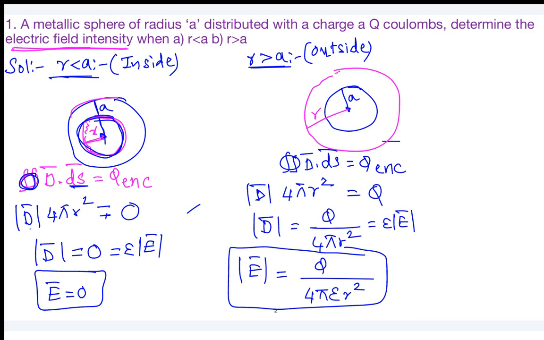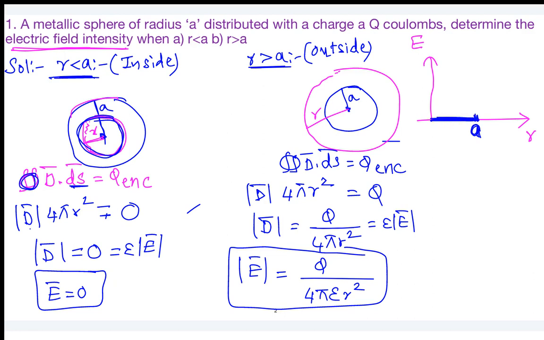Now I will try to put the same thing in a diagram. Consider this is your electric field intensity and this is your radial distance. Let me assume this is a point A, which means on the surface of the sphere. When you are moving from here to here, the value of R will be lesser than A. So when R is lesser than A, the electric field intensity will be 0.